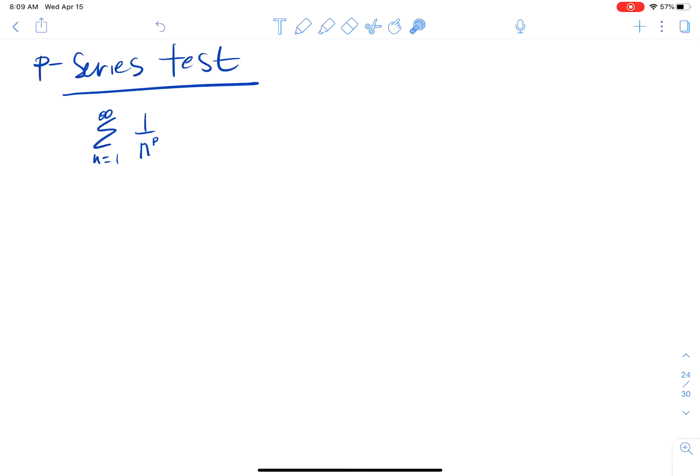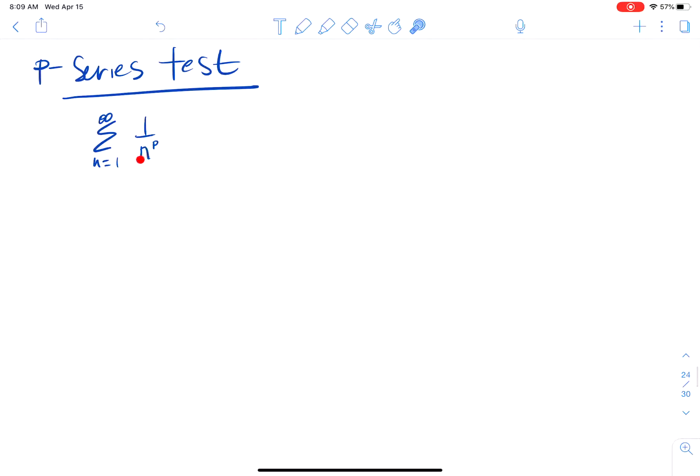Where's my laser pointer? There it is. It's my base which stays the same, and it's the power which changes, right? Okay. Whoa, what the? Hold laser tail? Let me see what the heck that does.